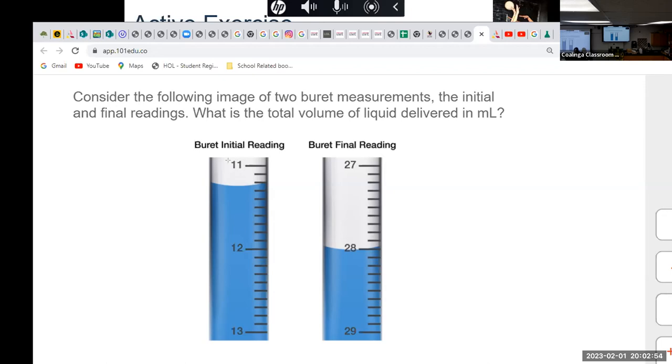Okay, so we know that this is 11, this is 12. This is 1, 2, 3, 4, 5, 6, 7, 8, 9, 10. Right? So it looks like it's just below, somewhere between 11.2 to 11.3, right? But it's closer to that 11.2.